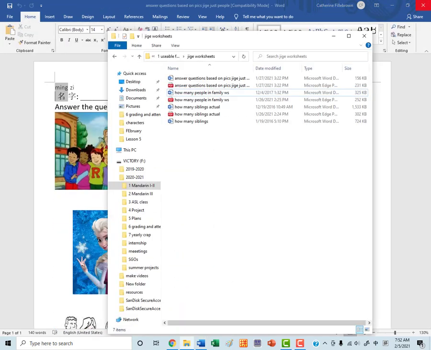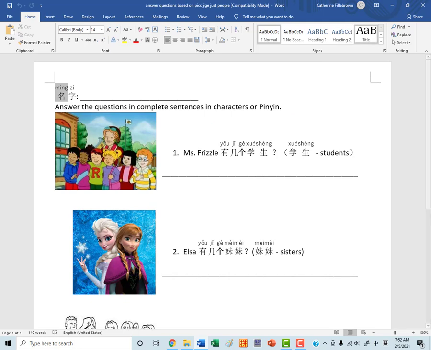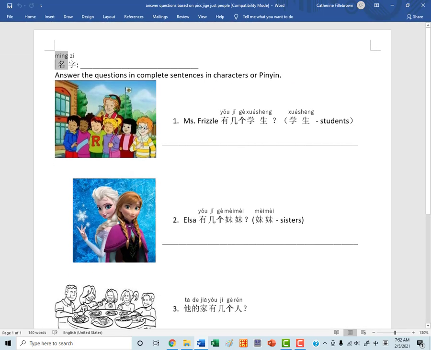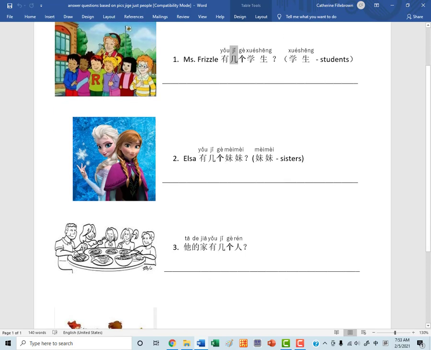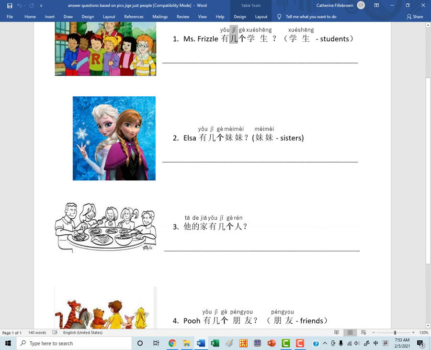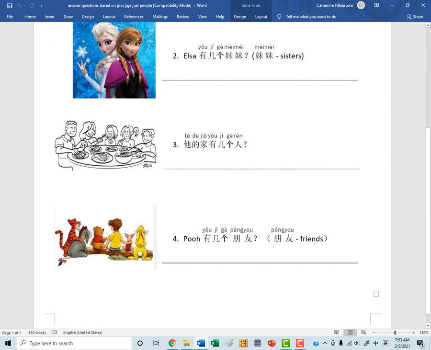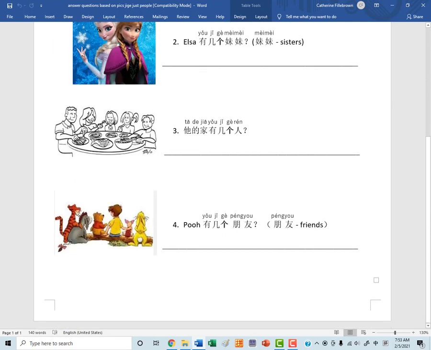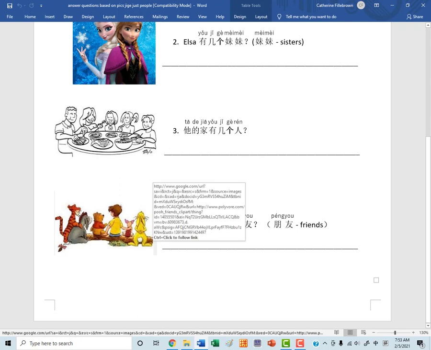Okay? The second worksheet, instead of asking about families, it'll ask about different things. Like here, Miss Frizzle 有几个学生, where 学生 means students. So you'll count out the number she has of students and rewrite the sentence. Miss Frizzle 有, and replace 几 with a number, 个学生, number of students. Elsa 有几个妹妹? How many sisters? And we write that in. 她的家有几个人? And Pooh 有几个朋友? Where 朋友 means friends. So don't include Pooh, just count the number of his friends.